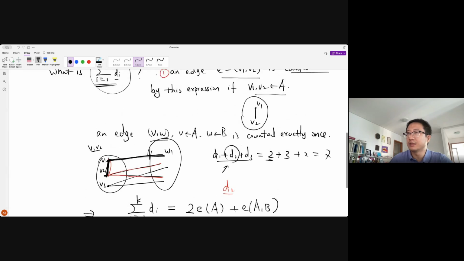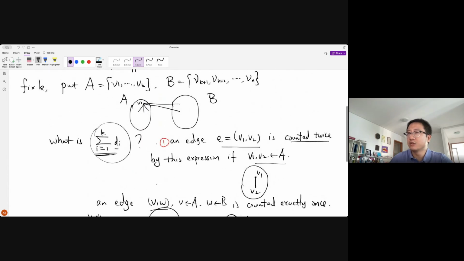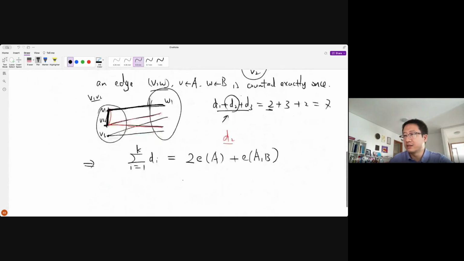Okay, so let's digest this again. So we are looking at this expression. Take V1, V2, etc. until Vk. So D1 is all the edges coming out of V1. D2 is all the edges coming out of V2. And we get this expression. But this is really a counting. So in this counting, every edge here is counted twice, and every edge here is counted once. So we got this expression.